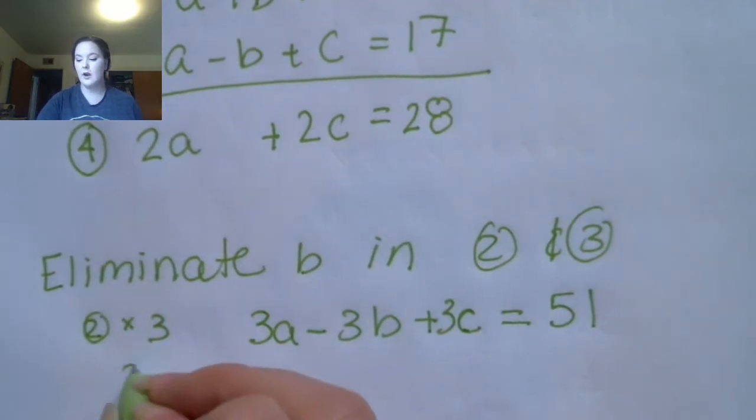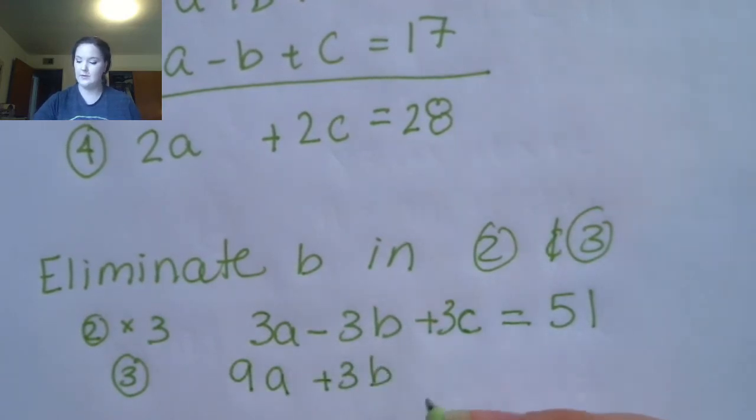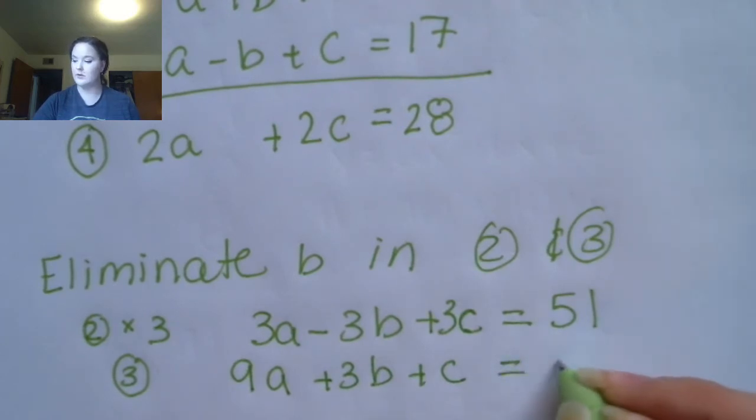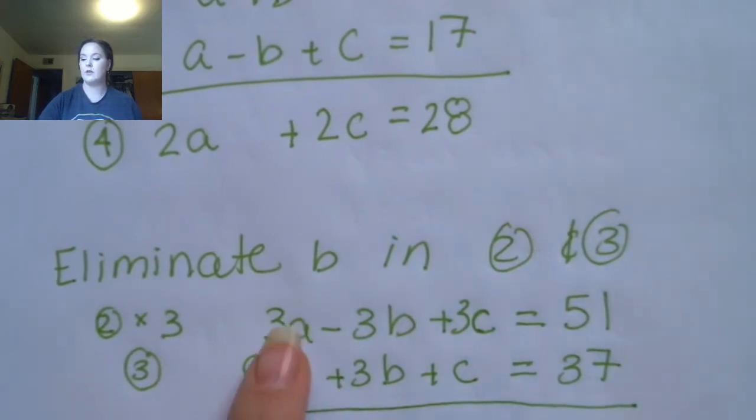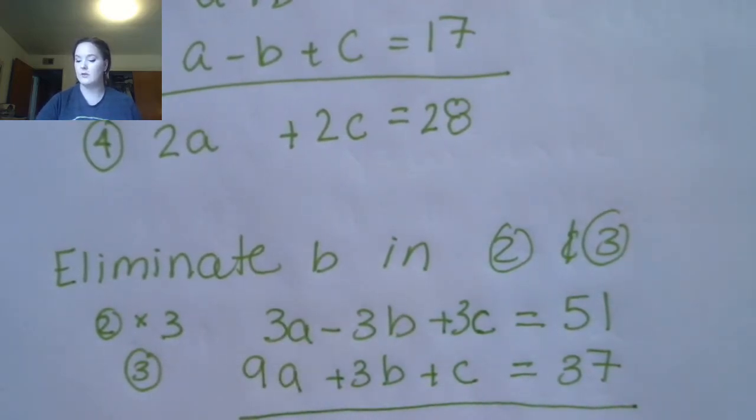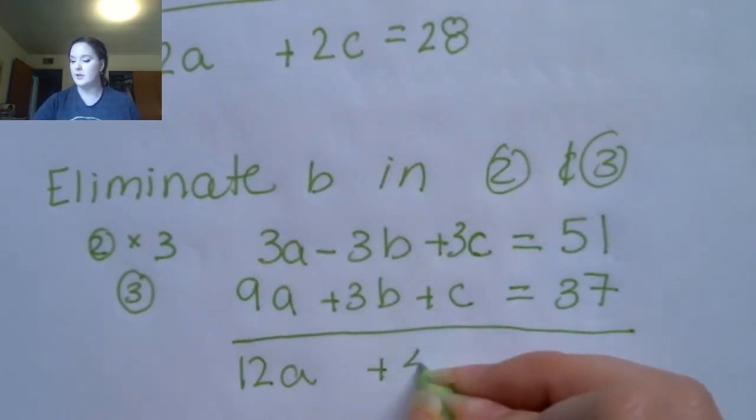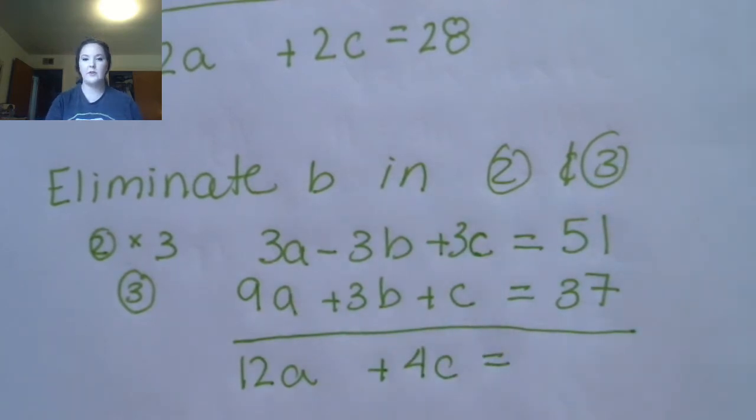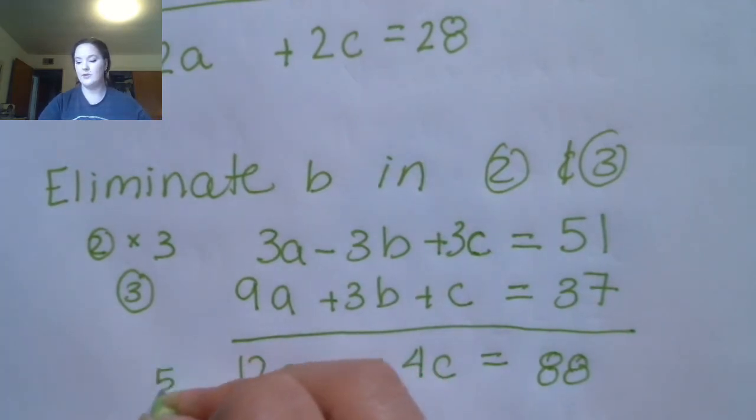Then I'm just going to copy my third equation, which was 9a plus 3b plus c equals 37. Now I'm going to add these together. 9 plus 3 is 12a. The b's cancel, which is what we wanted. I get 4c, and 51 plus 37 is 88. This is my equation 5.